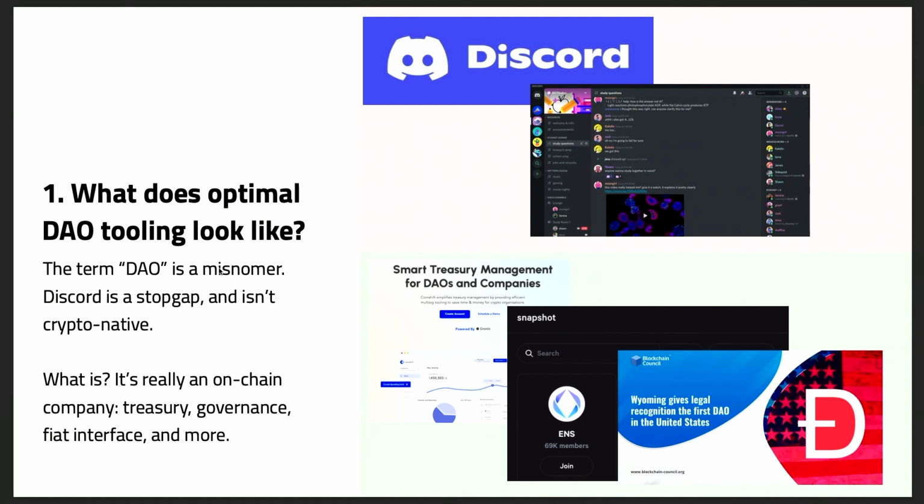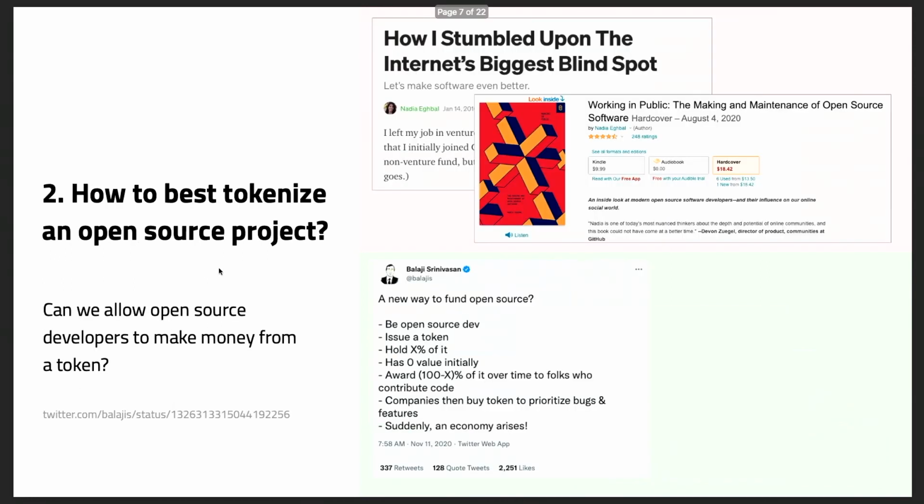DAO is kind of a misnomer because it's neither decentralized nor autonomous, but it is an organization. Discord is a stopgap. It's not really crypto native. What does DAO native tooling look like? It's on-chain treasury, on-chain governance, a fiat to crypto interface. Really, it's an on-chain organization and something which can manage cross-chain treasury functionality.